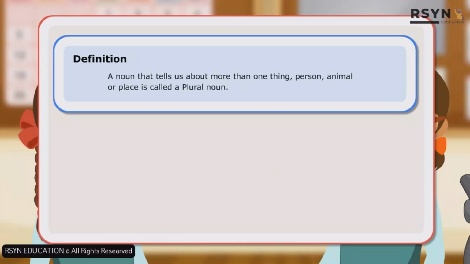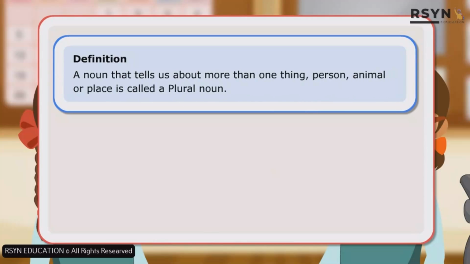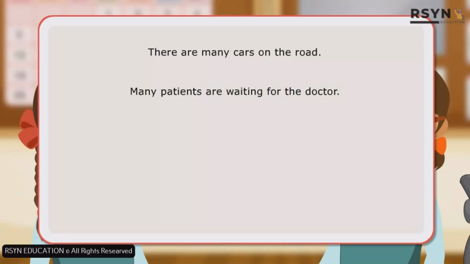Definition: a noun that tells us about more than one thing, person, animal, or place is called a plural noun. Let us look at a few sentences. There are many cars on the road. Many patients are waiting for the doctor. Hyderabad and Sikandrabad are twin cities.